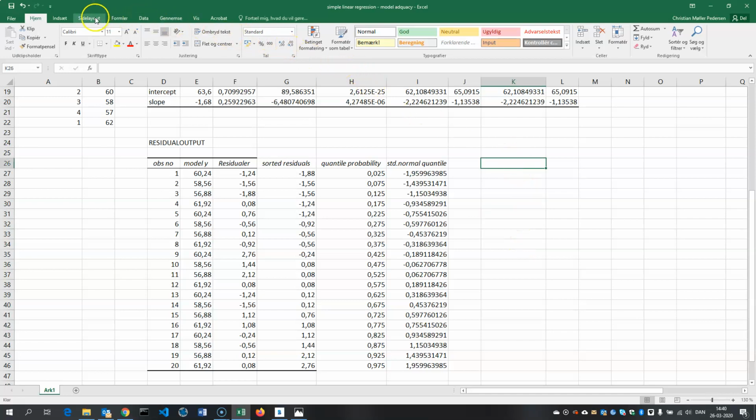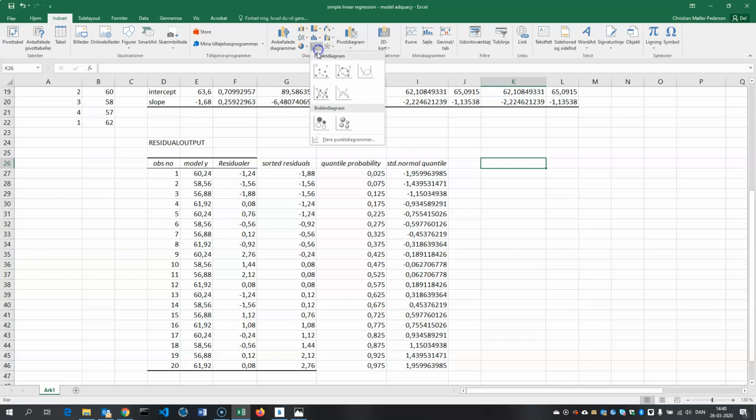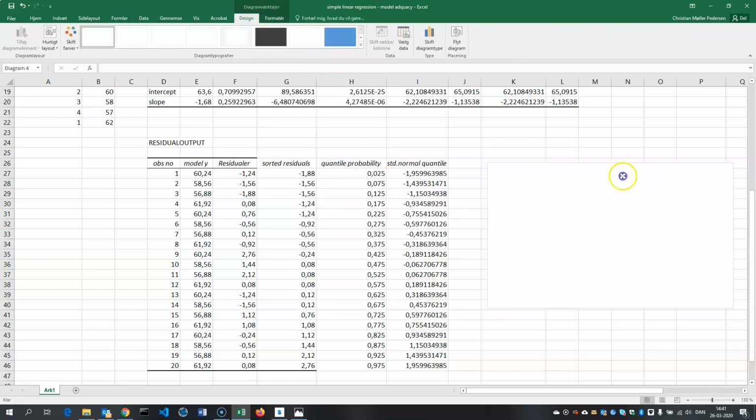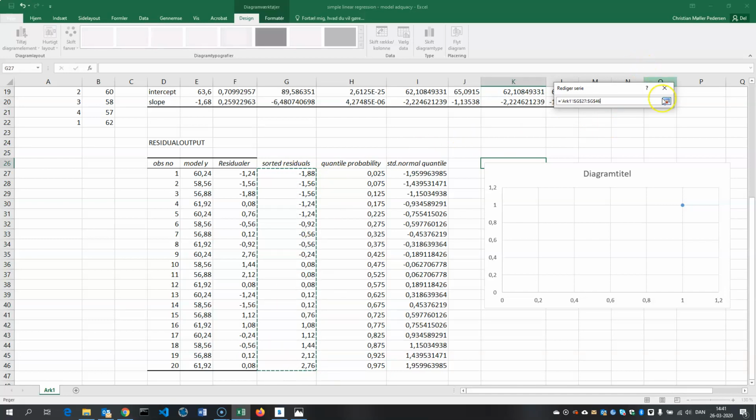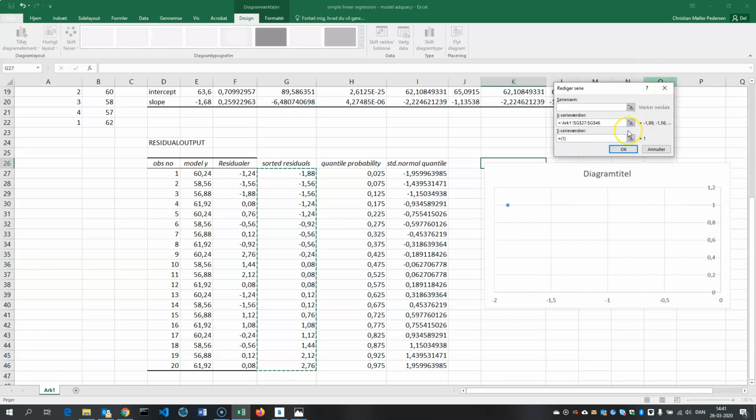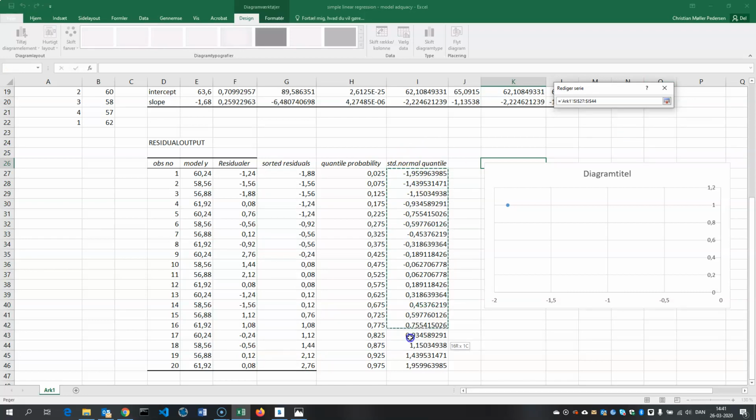So I'll insert a scatter plot. I'll select my data, my X values. In the book they choose the residual, so I'll do that. But there's no strict convention about that. You can choose them as the Y values or the X values. The book chooses X values, so I'll choose that. And I'll choose the standard normal quantiles as my Y values.